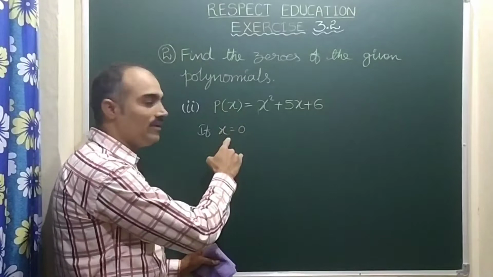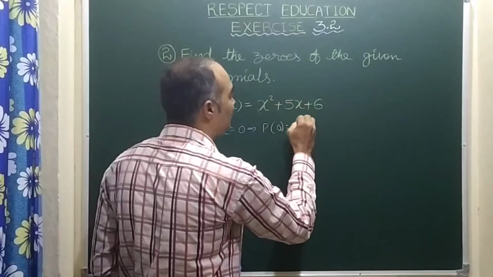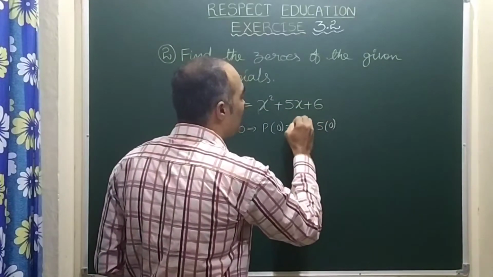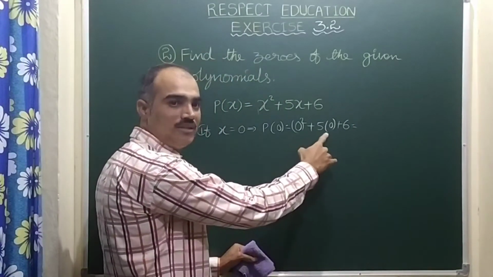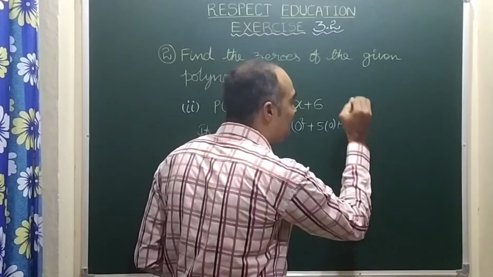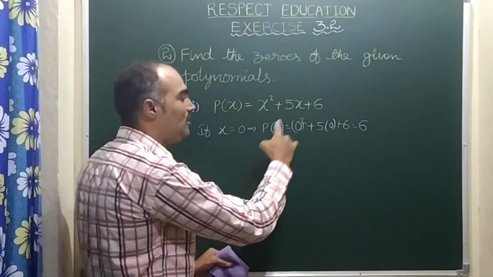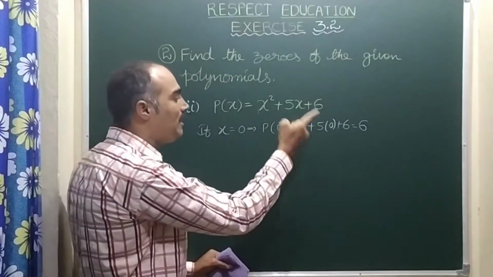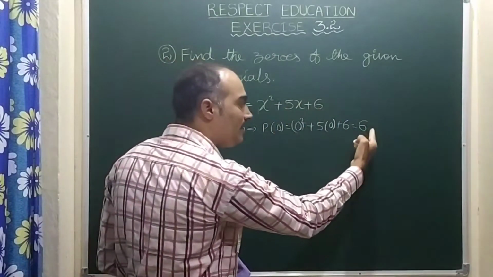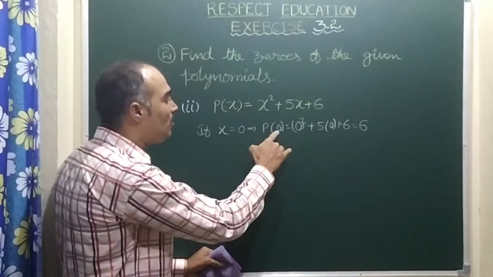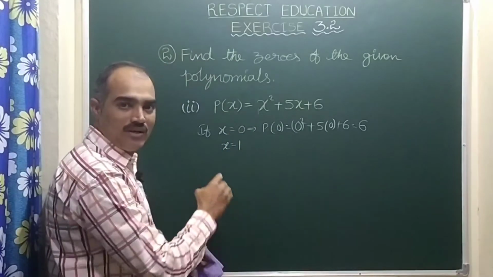Let us substitute in place of x. I am substituting 0 first. So p of 0 is nothing but 0 square plus 5 into 0 plus 6. So 0 square is 0, plus 5 zeros are 0, 0 plus 0 is 0, and 0 plus 6 is finally 6. So the question is, is p of 0 equal to 0? No, p of 0 is 6. So in this case 0 cannot be a zero for the given polynomial. Is it clear? Because p of 0 is not equal to 0, 0 cannot be the zero for this.